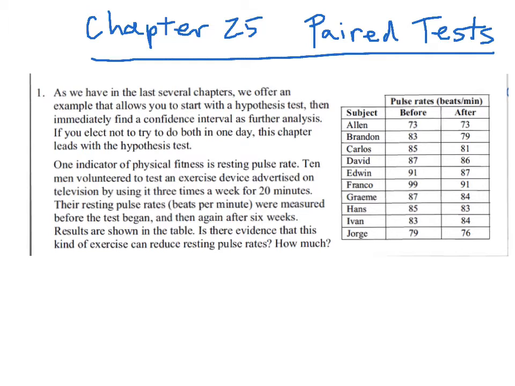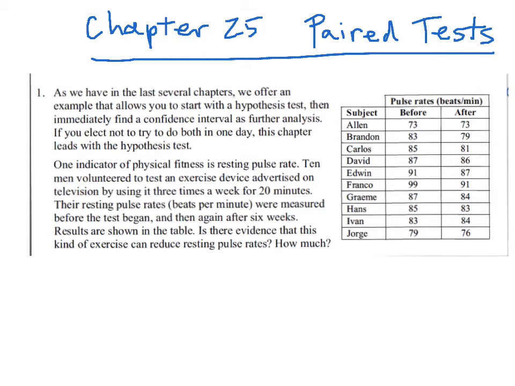The big difference between Chapter 25 and what we've done before is we don't have independent groups anymore. We have one group, and we take a before and after reading. So the groups aren't independent, but the differences are independent, because the difference of Alan's before and after pulse rate should be independent of Brandon's, and so on. So this is called a matched pair t-test because it's on the same subject twice.